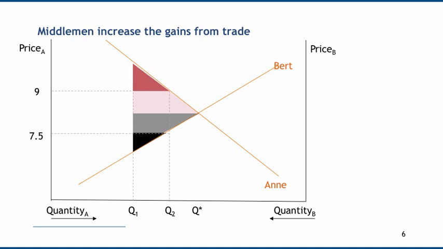Imagine that we have a third party, let's say a delivery boy, who enters and specialises in buying eggs from sellers and then taking them to the buyers. Now let's imagine that the delivery boy can buy off Bert for 7.75 pence and can sell to Anne for 8.5 pence. This leaves some profit for the delivery person, and crucially it allows us to move from Q2 to Q3.